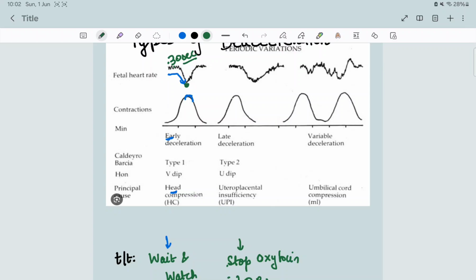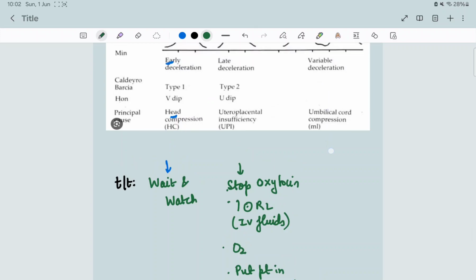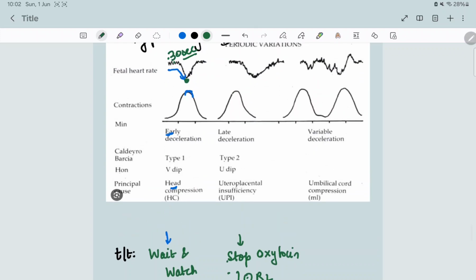What do you have to do? As soon as I observe that there is a fetal heart rate drop with the contraction, first I have to stop the oxytocin, or the Syntocinon that we say. I have to tell my intern to put up 1 RL. That is, we have to give IV fluids, put on oxygen, and stop oxytocin. And we have to put the patient in the left lateral position. Why left lateral position? So that more blood reaches the fetus. This is very important, and this is commonly seen in labor rooms, and we have to manage this very importantly.